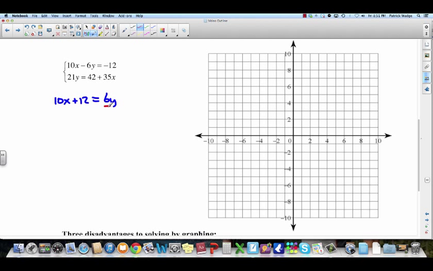Now I need to get the y by itself, so I divide by 6, divide by 6, and divide by 6. What's that leave us with? Well, these are gone, so I get y equals 10 over 6, which is the same as 5 over 3x, and 12 over 6 is plus 2. So let's graph that first of all. Y-intercept's 2, and the slope's 5 over 3. Rise 5, run 3. 1, 2, 3. And I can't go any more that way.